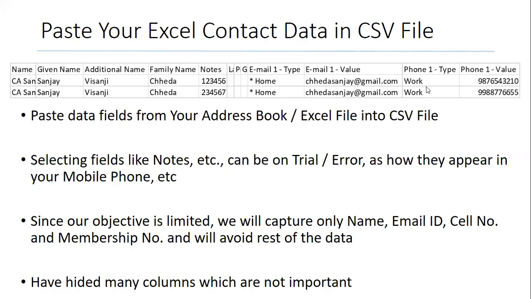Then the last field which we are going to import is the work field, and I will be putting cell numbers over here. So we are selecting only these few data: name of the person, his membership number, his email ID, and his cell number. So this is the way I have pasted data from an Excel file to a CSV file. And why CSV file? Because a CSV file is an interface between your Excel and your Google account. Whether you are importing or exporting, everything is ultimately routed through a CSV file. CSV means comma separated value files.